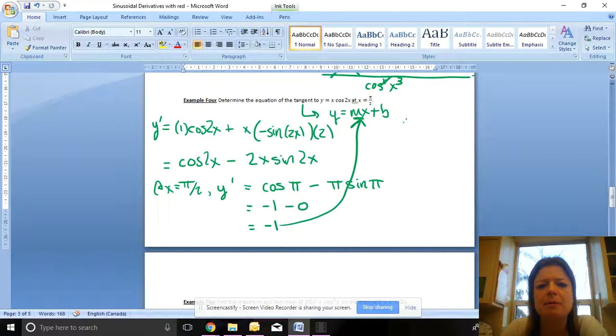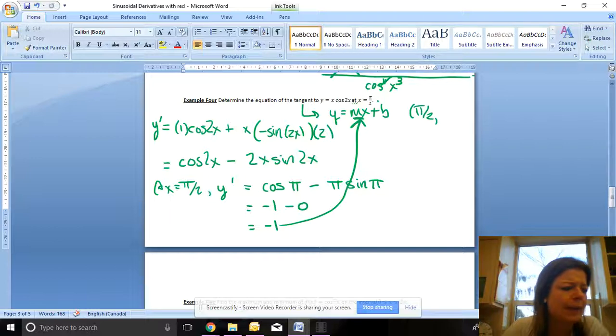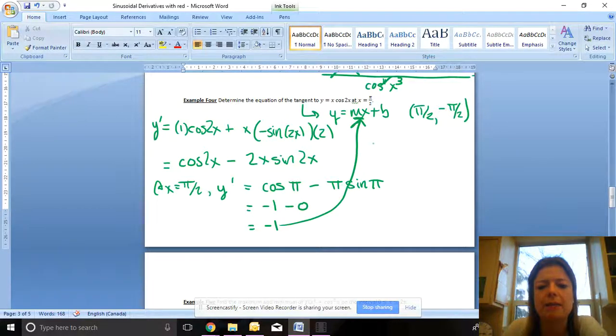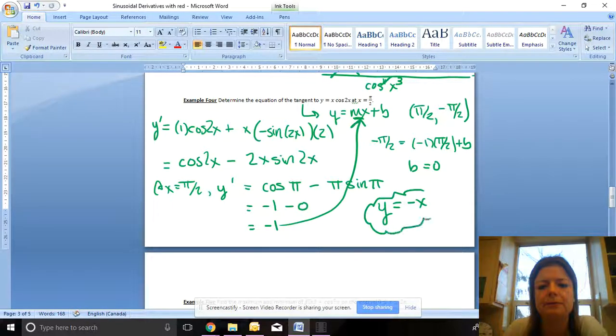Okay, so now I need to sub in my x, which is pi over 2, and my y. So my y occurs when I put pi over 2 into this function, which gives me negative pi over 2 when you go ahead and do that. So now I'm going to sub that into y equals mx plus b. So negative pi over 2 equals negative 1 times pi over 2 plus b. So if you solve that, b equals 0. So the equation of my tangent is just that, y equals negative x.